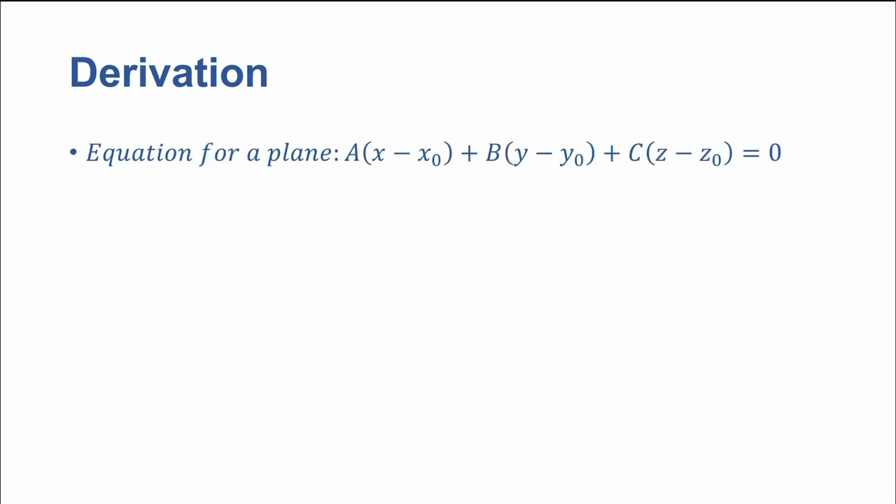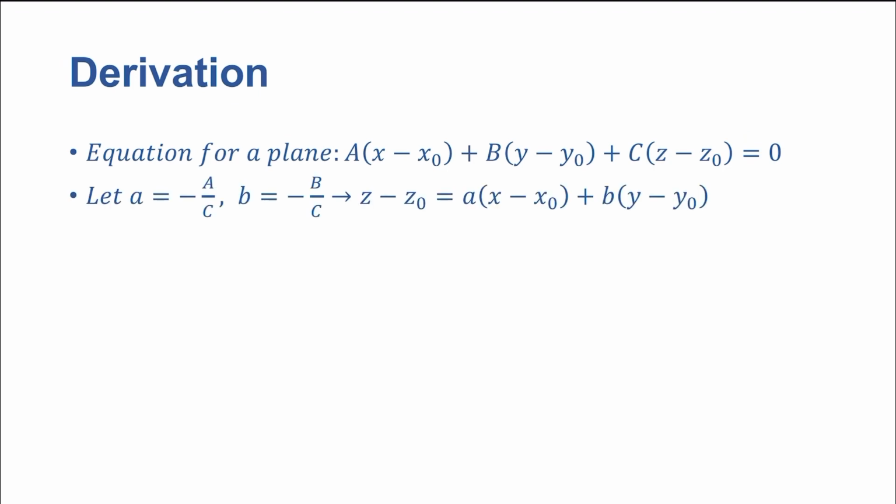So the derivation will start with the equation for a plane, which we determined back in the first unit, that the equation for a plane is a times x minus x naught plus b times y minus y naught plus c times z minus z naught equals 0. Now we can rearrange this and make a substitution, letting little a equal negative big A over big C, and little b equal negative big B over big C. Thus we can define z minus z naught equals a times x minus x naught plus b times y minus y naught. Okay, so what does this actually look like?